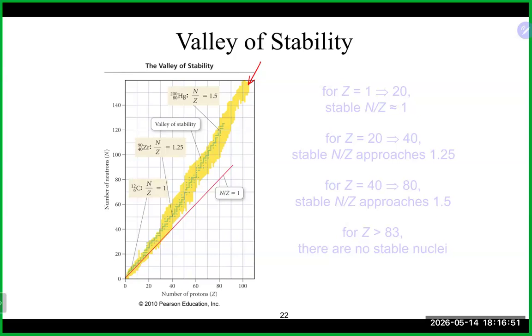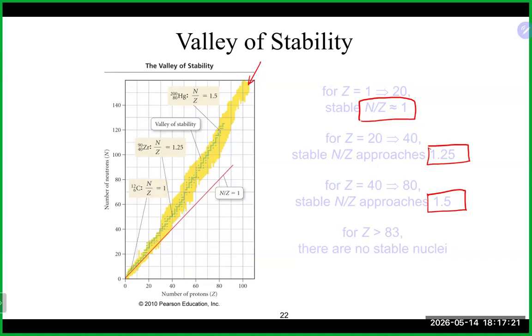If your atomic number is anywhere between 1 and 20, an acceptable good ratio there is a ratio of 1. If you're between 20 and 40, an acceptable ratio is 1.25. If you're between 40 and 80, it is 1.5. And if you're above 83, which means 84 and above, there is no good ratio. You're basically going to be radioactive for sure.